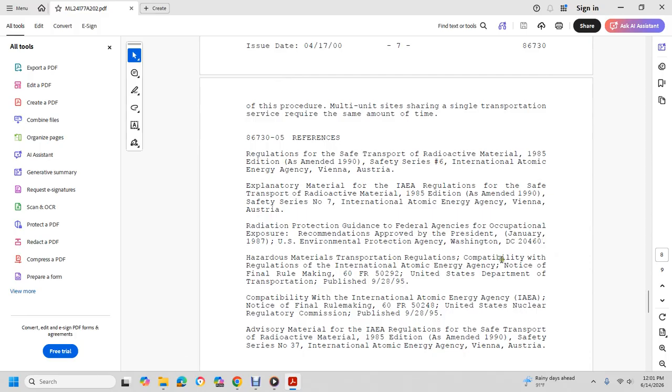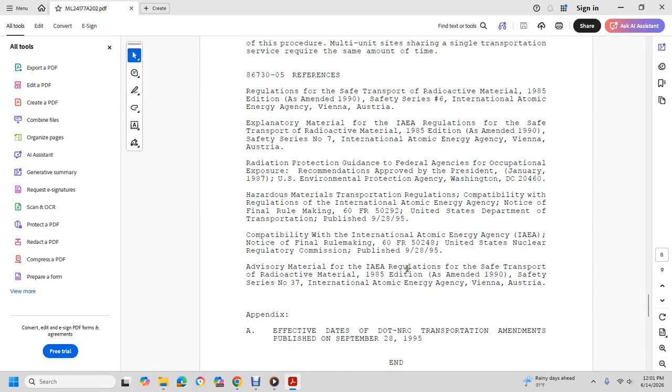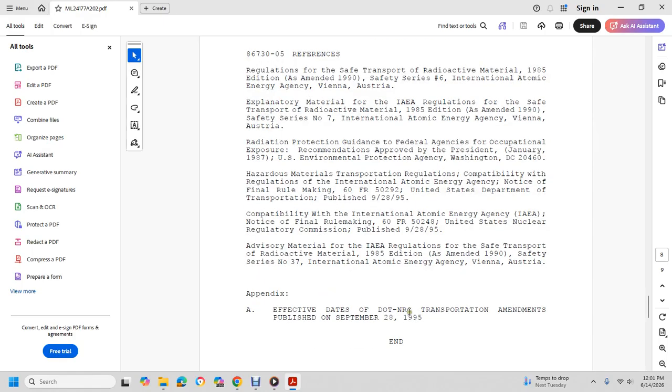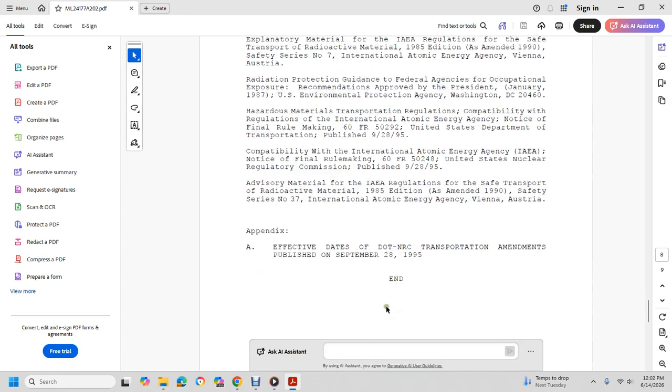The Hazardous Material Transportation Regulation, Compatibility Regulation, International Atomic Energy Notice of the Final Rules, Title 60 of the Federal Register 50292, United States Department of Transportation, published September 28, 1995. Compatibility International Atomic Energy Notice, Final Rulemaking, 60 Federal Register 50248, United States Nuclear Regulatory Commission, published on September 28, 1995. Advisory Material of the International Atomic Energy Agency for the Safety Transportation Radioactive Materials, 1985 edition, Safety Series Number 37, International Atomic Energy Agency, Vienna, Austria, with effective date of the Nuclear Regulatory Commission Transportation Amendments, published on September 28, 1995.